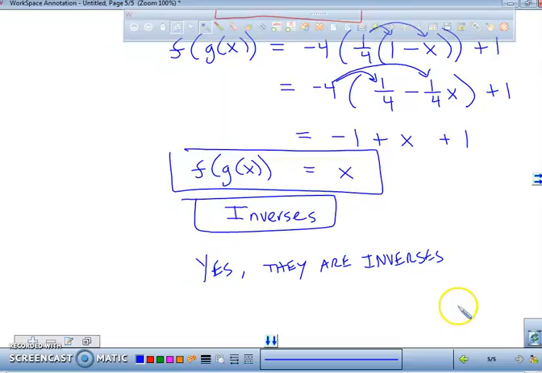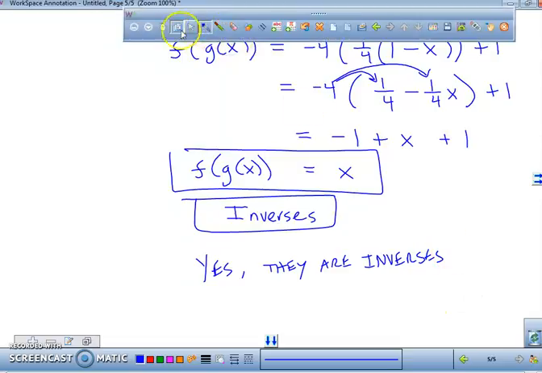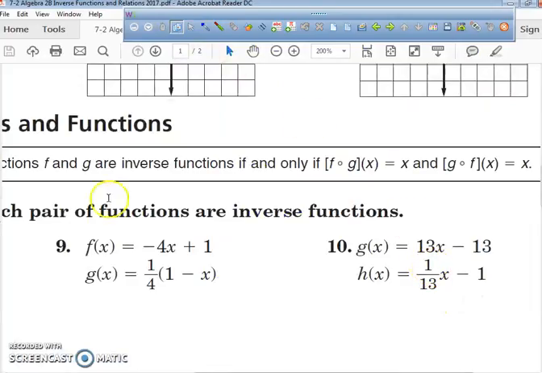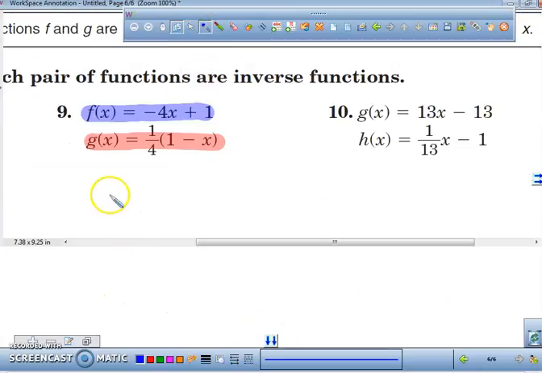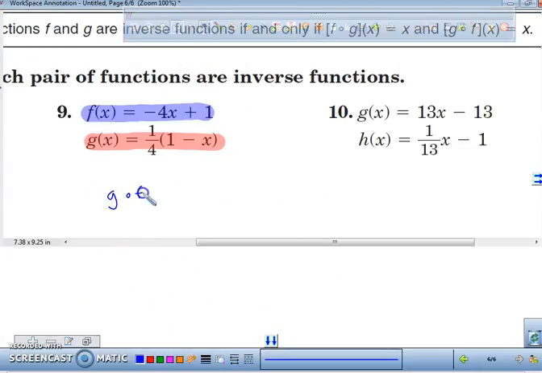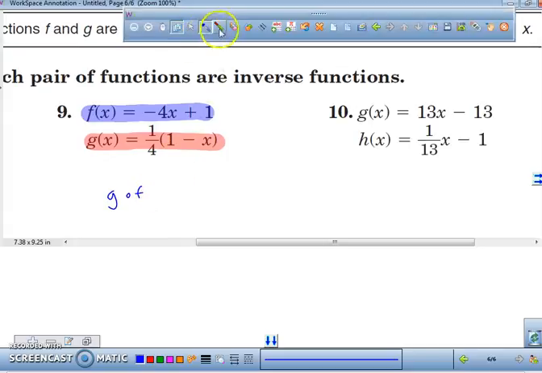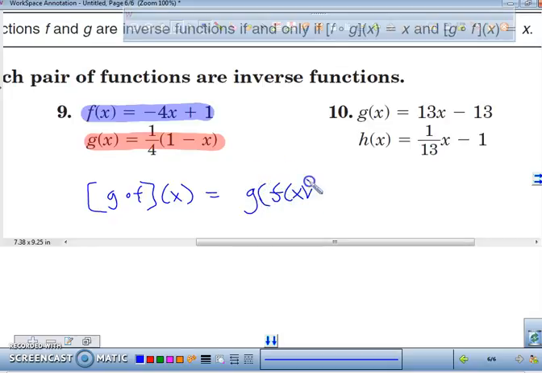Now, since we're doing this in your journal, we're also going to be doing g of f of x. All right? So I'm going to clear everything out. I'll go back. All right, so we're going to highlight this real quick. We're going to highlight this in blue. We're going to highlight this in red. This time, though, everybody, we're going to find g of f of x.